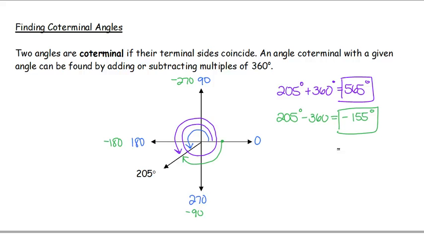Don't forget, a coterminal angle is just another angle that's one more rotation about the vertex, which is your center. I can keep going, keep going, keep going, so there's an infinite number of coterminal angles that I could have.